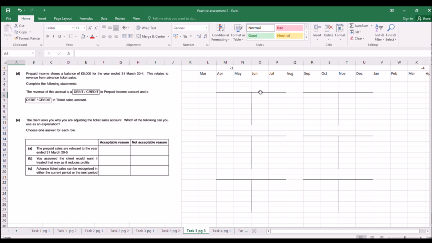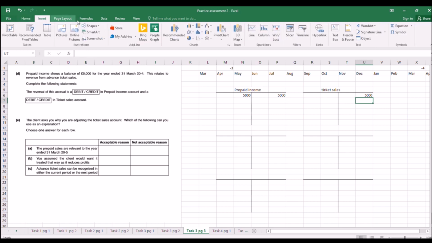So we've got prepaid income, as at the end of the 31st of March. Okay, so 5,000, sorry, credit at the end of 31st of March. This relates to advance ticket sales. Complete the following statements. The reversal of this accrual is a debit in the prepayment account and a credit in the ticket sales account.